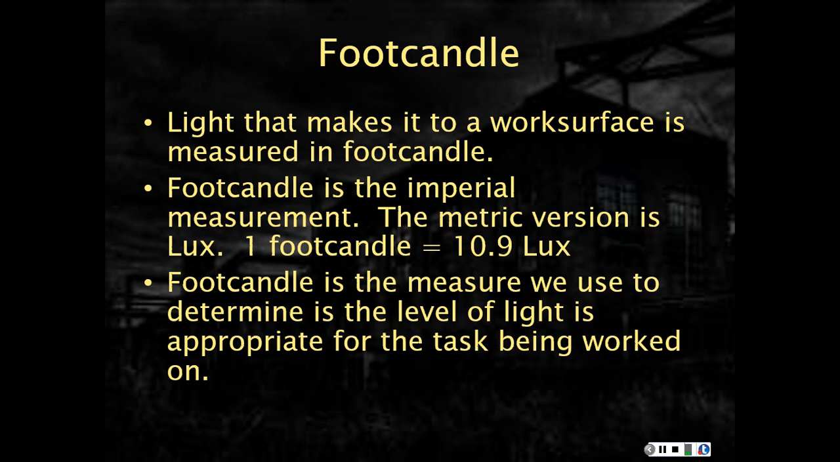Now, ultimately, light that finally manages to make it to the work surface is measured in a unit called the footcandle. Now, the footcandle is the imperial measurement, or the American standard measurement. The metric version is called a lux. One footcandle is equal to 10.9 lux. So it's about a 1 to 10 ratio between American standard and metric. So a footcandle is the measure we use to determine if the level of light is appropriate for the task being worked on. So really, code comes into play here.